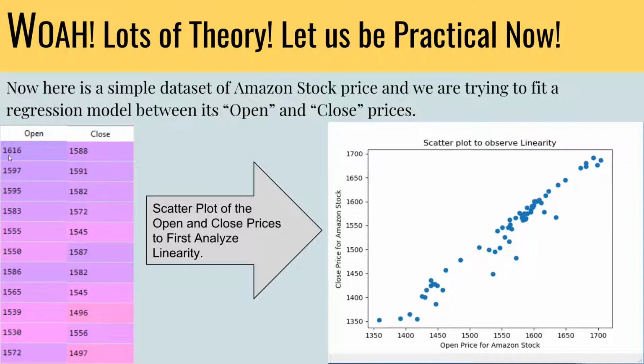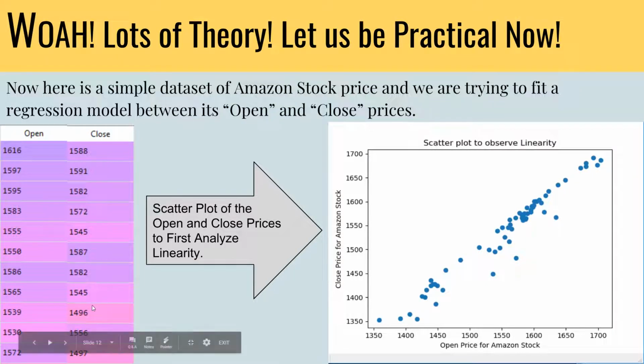For example, this is a $1,616 open price of Amazon stock for the month of July 2018, and the close price happens to be slightly lower, at $1,588. And similarly, we can see that there is a decrease in the price for around 1, 2, 3, 4 and 5 days. But what do you observe on the 6th day? There is a magnificent increase in the price of the Amazon stock.